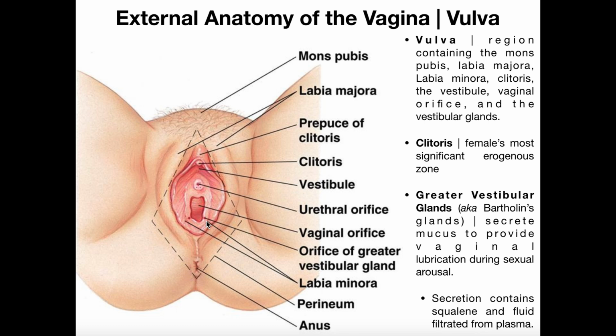One of the things they secrete is a very oily substance called squalene. I actually have a separate video on squalene if you want to go learn about that a little bit more. But in any case, hopefully you've got a good understanding now of some of the reproductive anatomy of females.